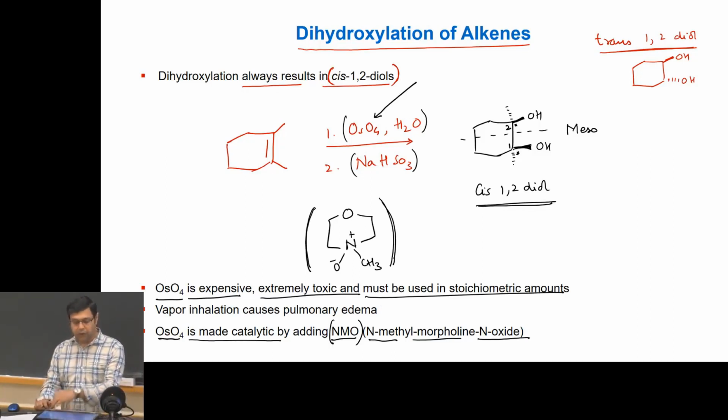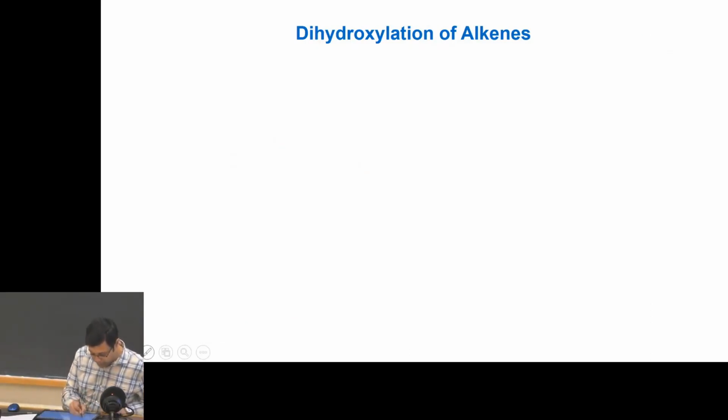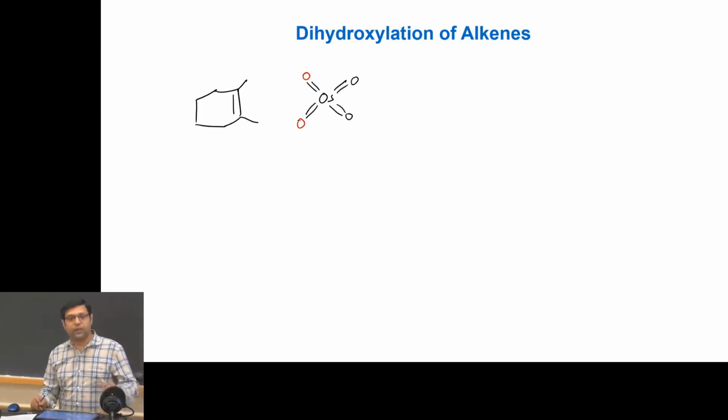All right. So let's now take a look at the mechanism for this reaction. The reactants: alkene and osmium tetroxide. Now this reaction happens in one step. It is a concerted reaction, meaning all bonds are broken and formed at the same time. So please follow me carefully how I draw the arrows.